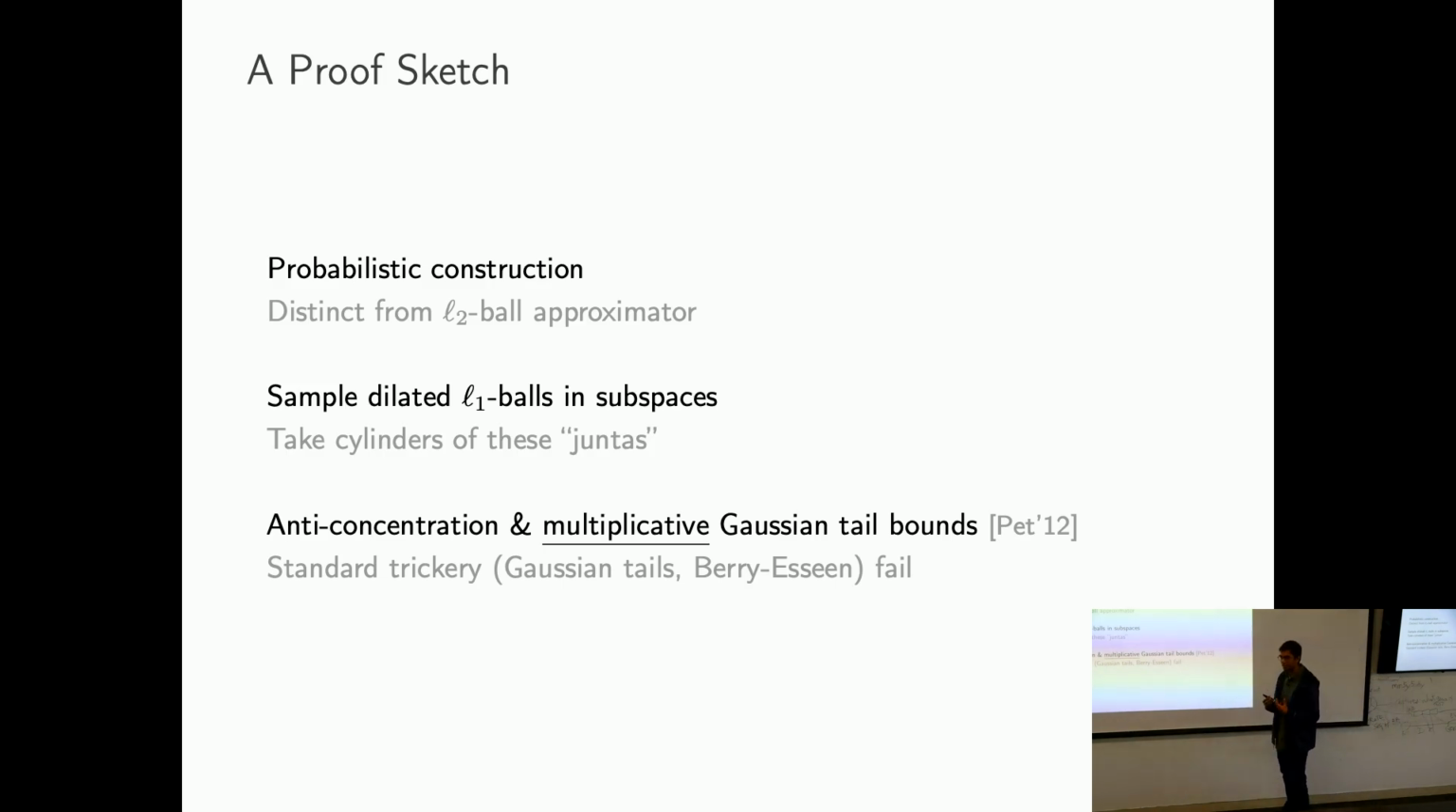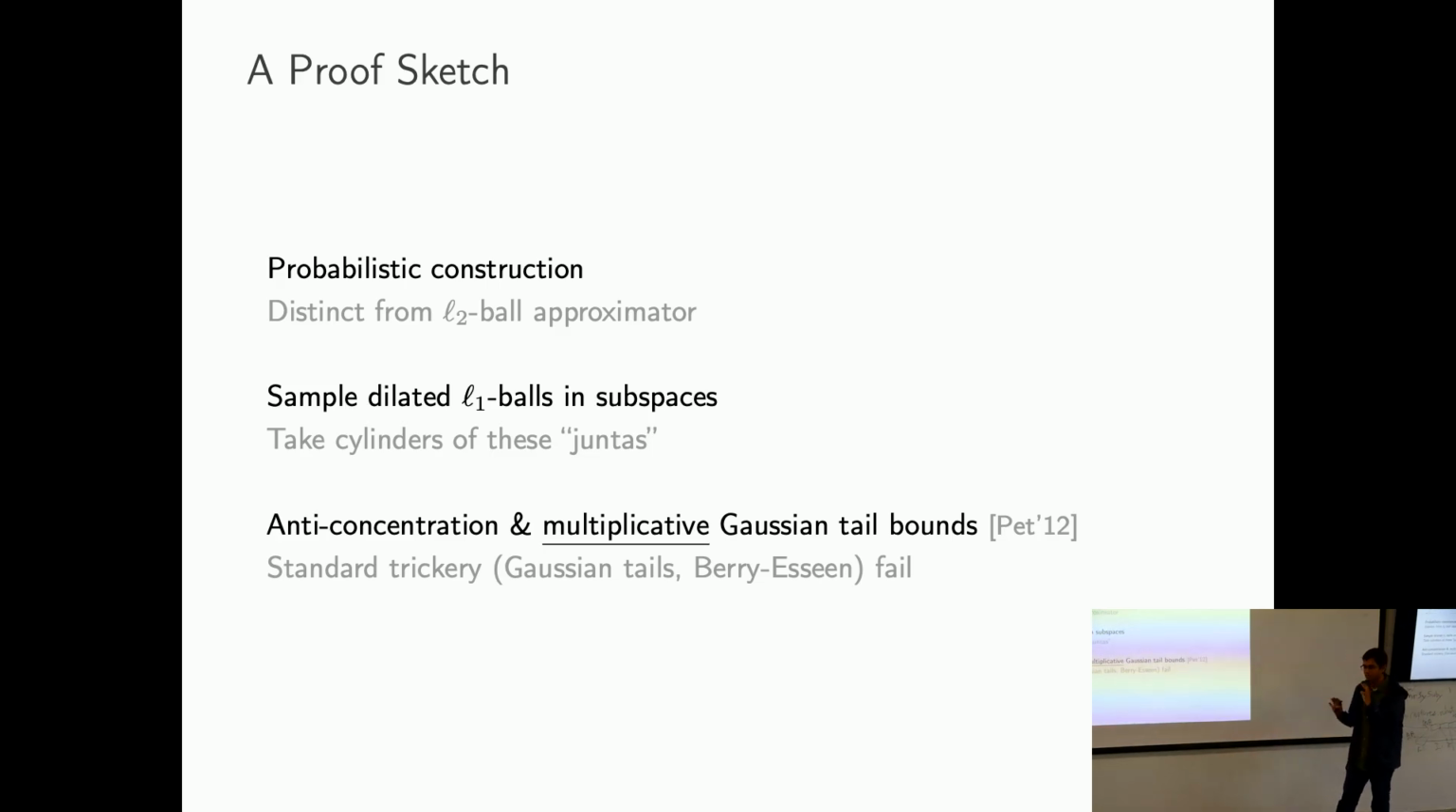Standard trickery like Gaussian concentration or using a central limit theorem doesn't work, because you're trying to get Gaussian-type tails when you're far out in the tail. When you use standard machinery, the error dominates over the probability density of the point you're at. So you need multiplicative tail bounds, and they exist due to Petrov. I didn't know about them, and I think they're super useful. So there's one technical takeaway from this talk: these multiplicative Gaussian tail bounds exist, not just additive.